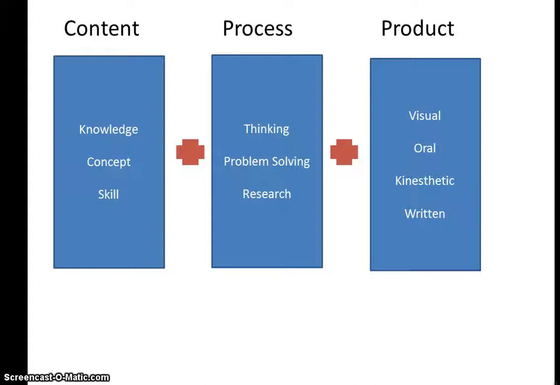Process looks at what the students do with the material as they learn it: the thinking, problem solving, research. Are they asked to manipulate it in some way? The product looks at how they're going to present the knowledge they've learned. This could be done through a visual, it could be orally, it could be kinesthetic, it could be a written response. All of those are products.